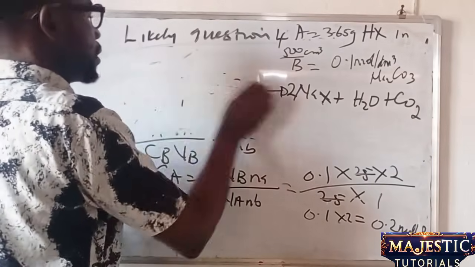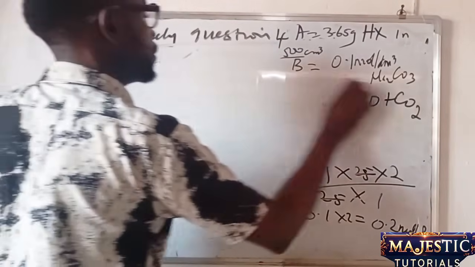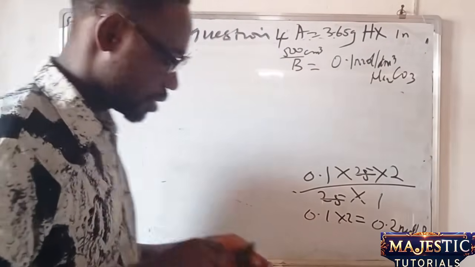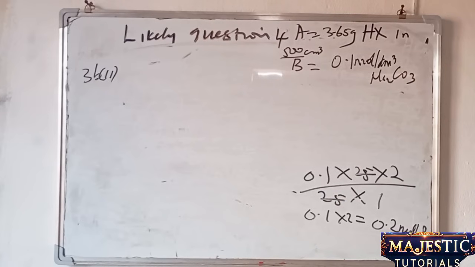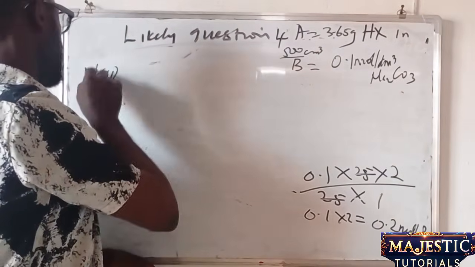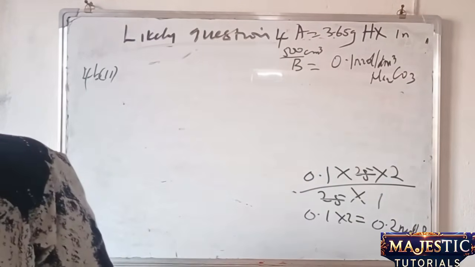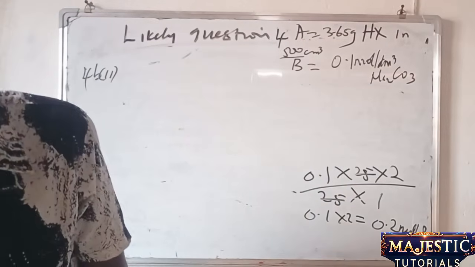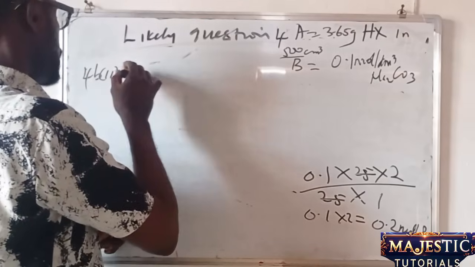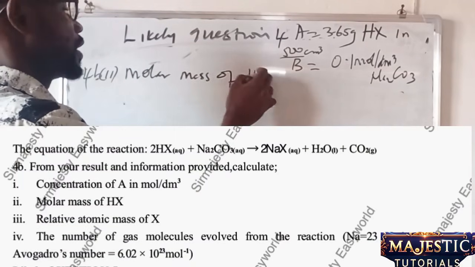So this is our answer. We go now to 4BII. We have solved this already. 4BII says the molar mass of HX. See, this one is well constructed, more than the other one where I made a mistake. Molar mass of what? HX.